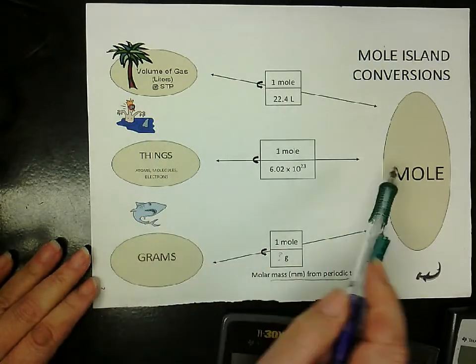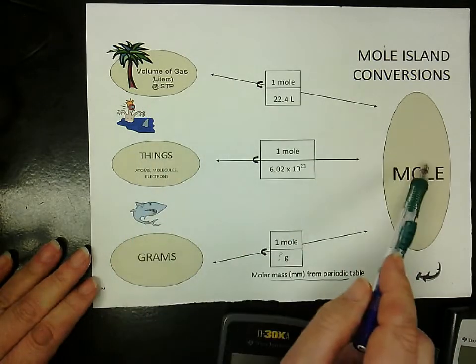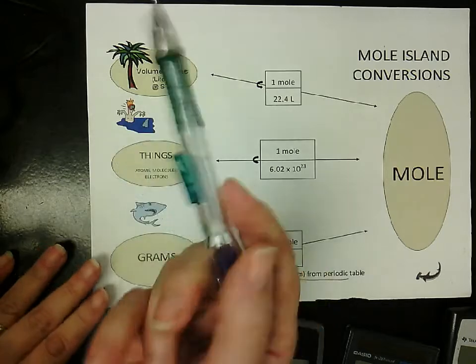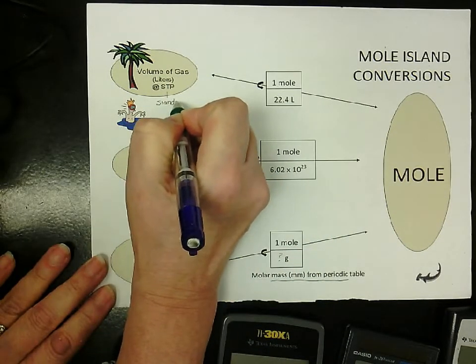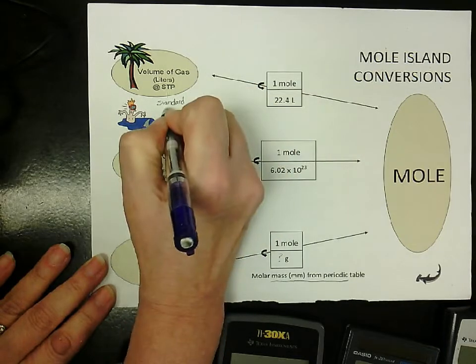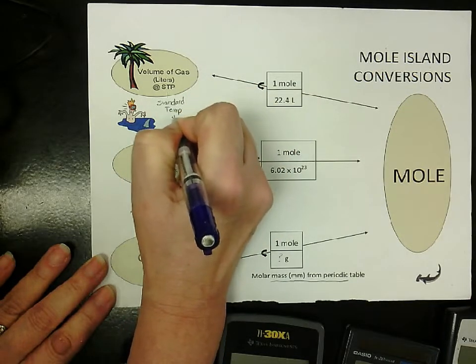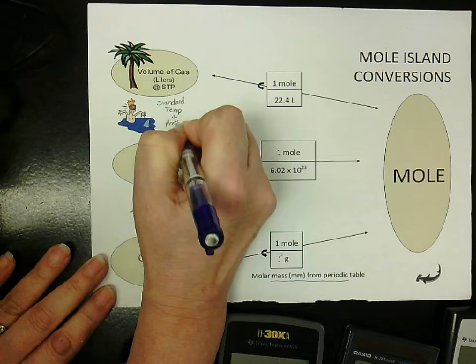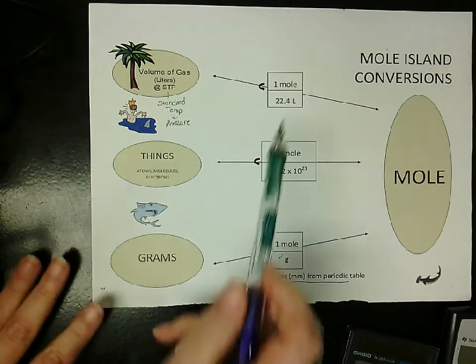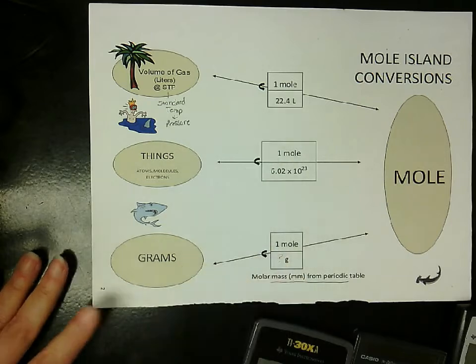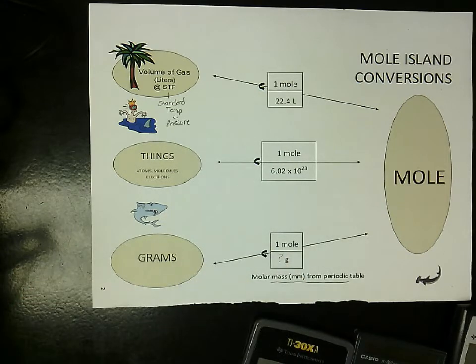If I want to find out how many liters of gas there are, it has to be at STP, which is standard temperature and pressure. And you can add that right on here, standard temp and pressure. At standard temperature and pressure, for every 1 mole, that gas will occupy 22.4 liters. Since it's a gas, you can think about a balloon being 22.4 liters. That would contain 1 mole. And again, this can flip.